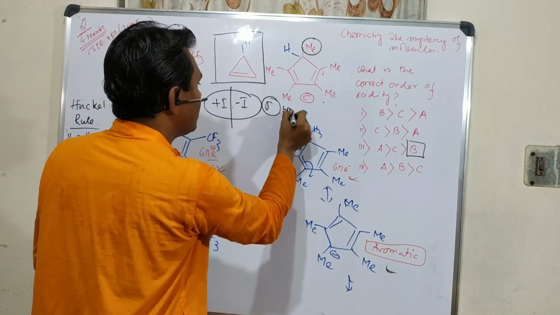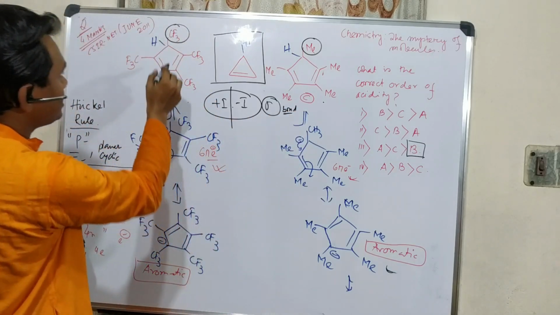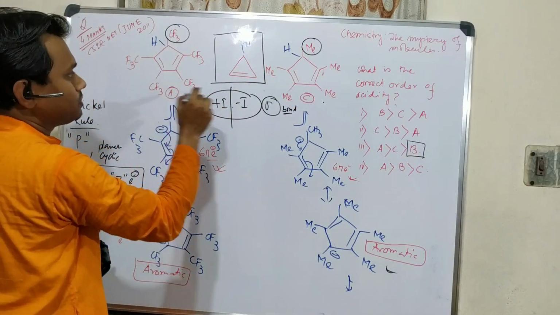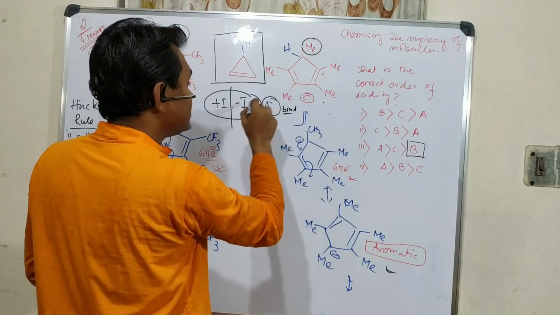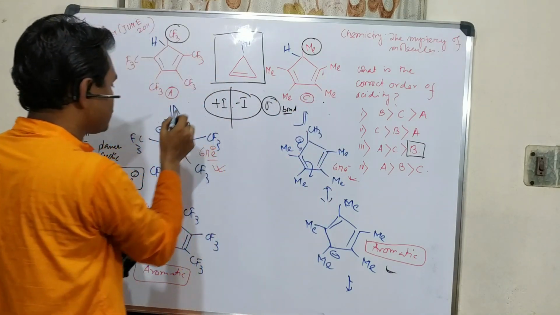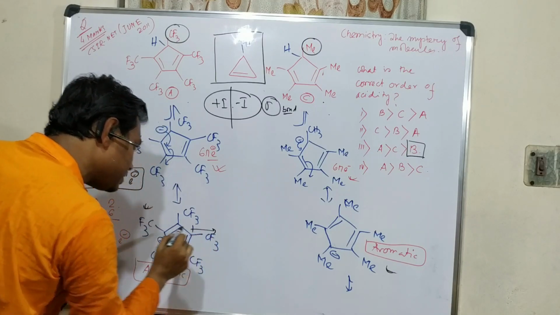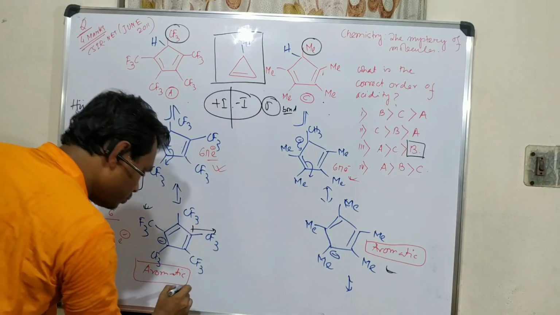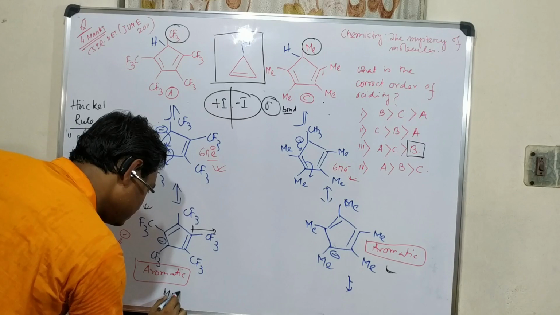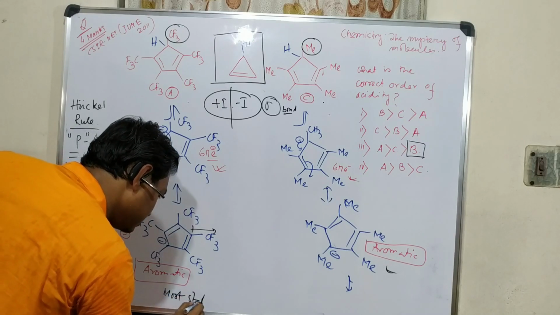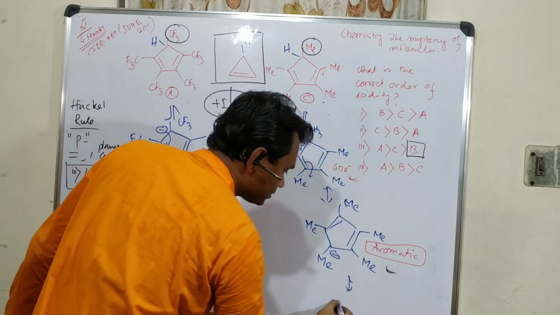Now you can see the negative charge, here CF3, here five CF3, here five methyl. So these are plus I effect, this is minus I, so it will stabilize this charge due to the withdrawing nature of this CF3. So this will be the most stable among the three, and this is second.